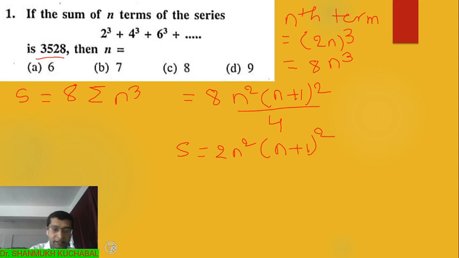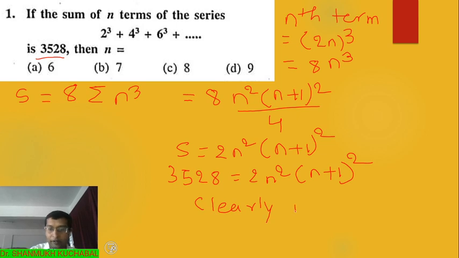Now the sum of n terms is given as 3528, so 3528 equals 2 n square into n plus 1 whole square. If we simplify this, clearly the value of n is 6. Therefore option A, n equal to 6, is the right answer.